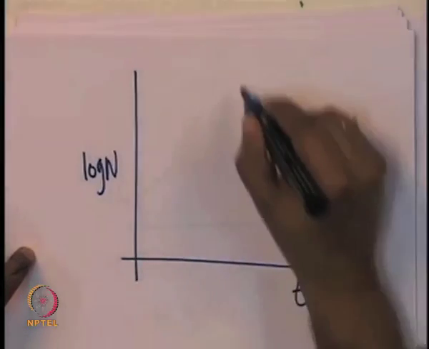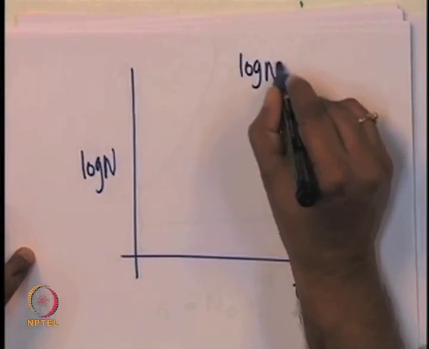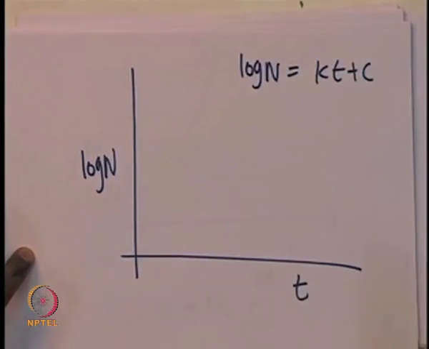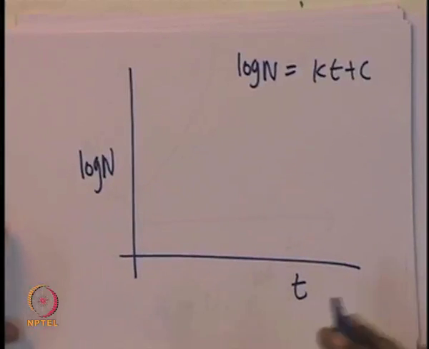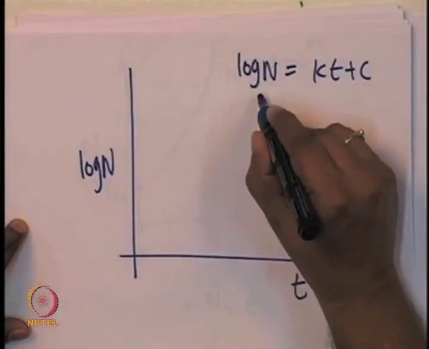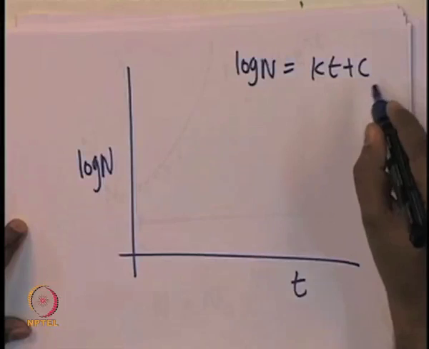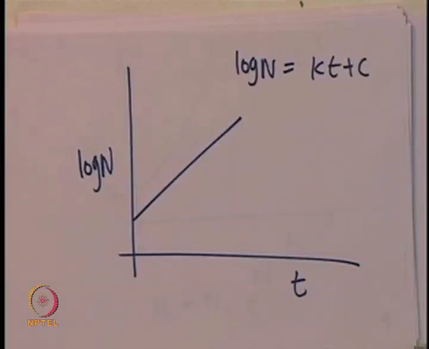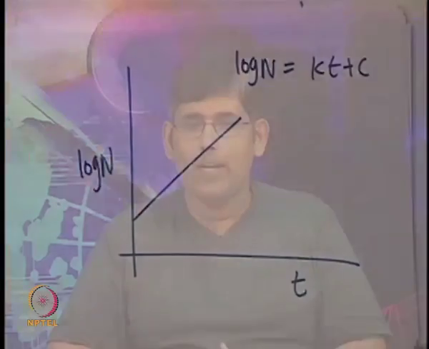If you plot log n is equal to kt plus c, which is actually the solution of the equation we wrote for the bacterial growth, this is like y is equal to m x plus c. So, you know that this will look like a straight line. So, this is what typically you call the log phase. In biology, we call it log phase, right. So, there is a log phase of growth.